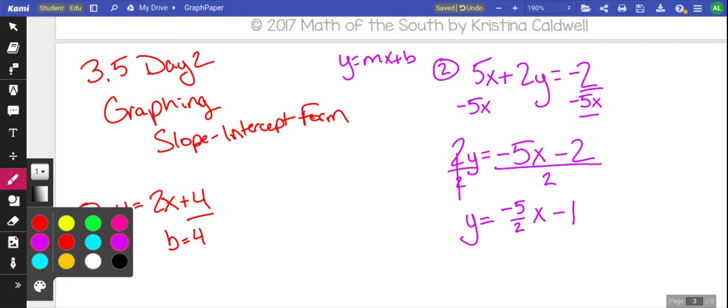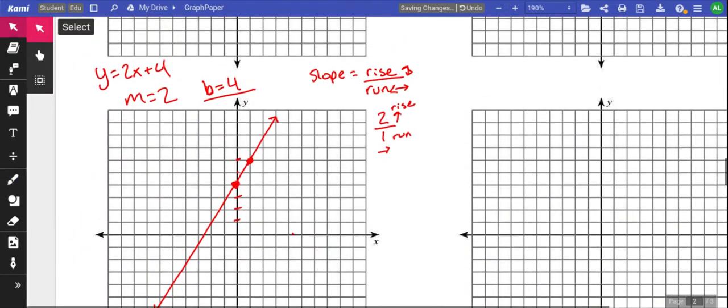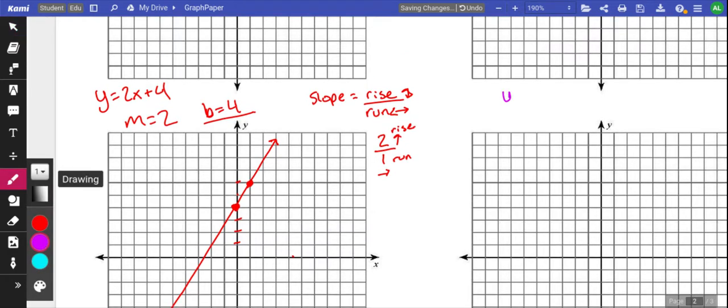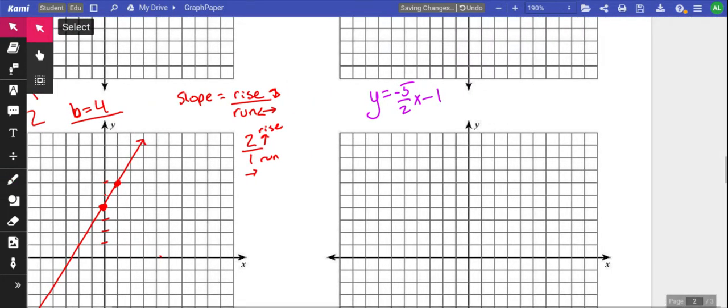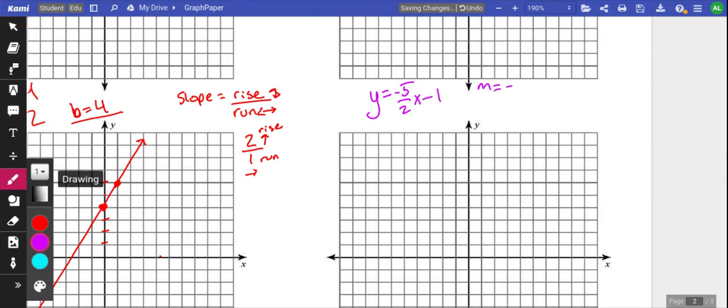But now you have that y = mx + b. You have your slope, and you have your y-intercept. Your m is -5 halves. Your b is -1. So let's see what this looks like on our graph. Let's just write that equation in slope-intercept form: y = -5/2 x - 1. Move over here a little bit. My slope is -5 halves, and my y-intercept is -1.